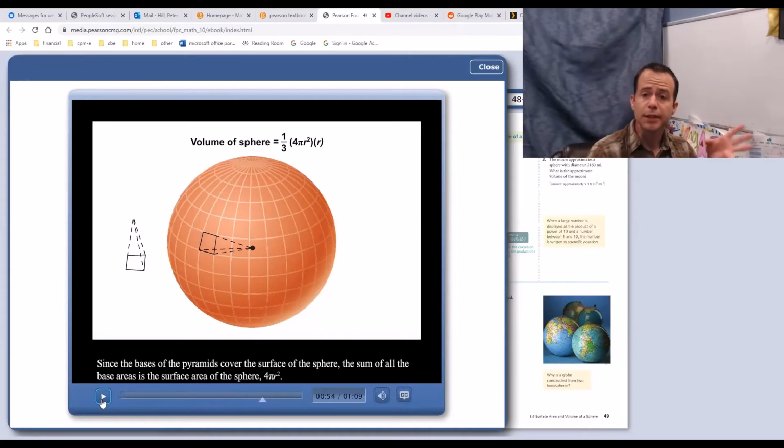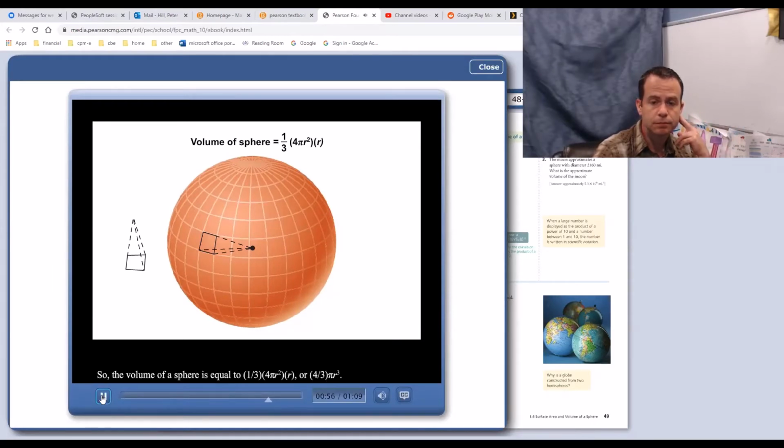Now, you just need to do a little bit of math. You know that 1/3 times 4 will be 4/3, and you know that r squared times r will give you r cubed, okay? And that's where the formula comes from. So the volume of a sphere is equal to 1/3 times 4 pi r squared times r, or 4/3 pi r cubed.